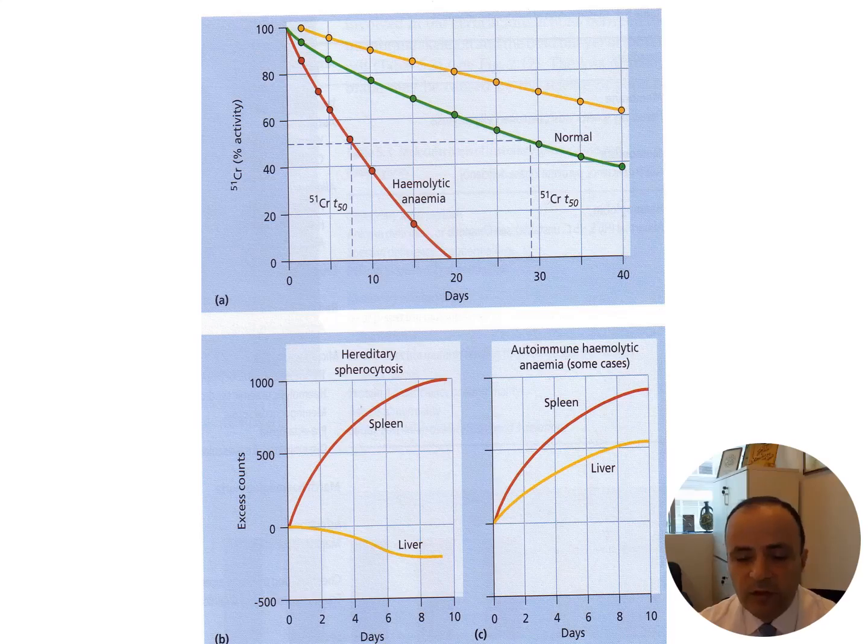So you can see on the bottom part of the screen, for example in hereditary spherocytosis to the left, most of this process happens in the spleen. So you see a lot of chromium activity in the spleen. While to the right, in the autoimmune hemolytic anemia, the destruction happens in both the spleen and the liver, so you see increased activity in both the spleen and the liver.